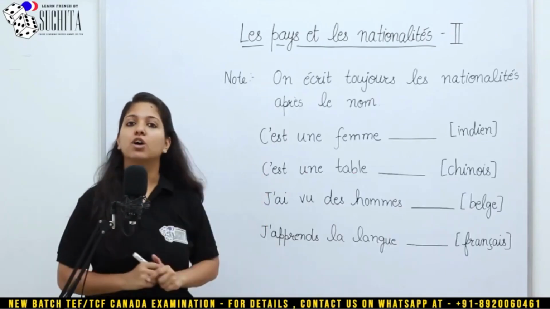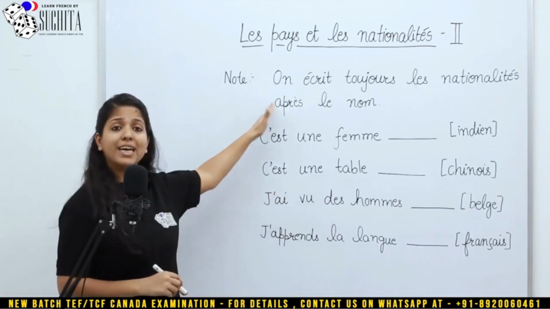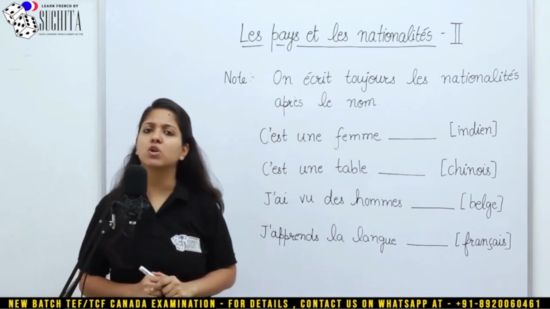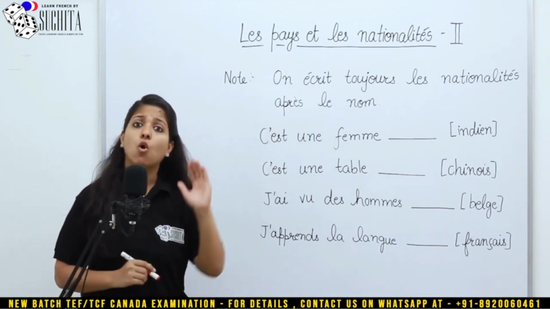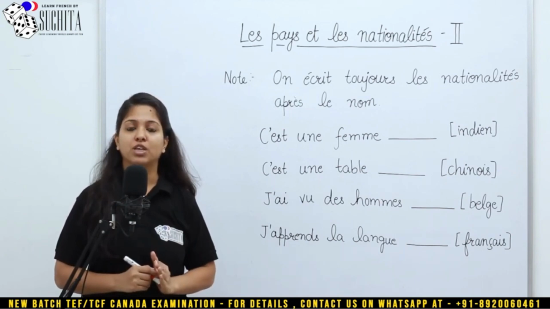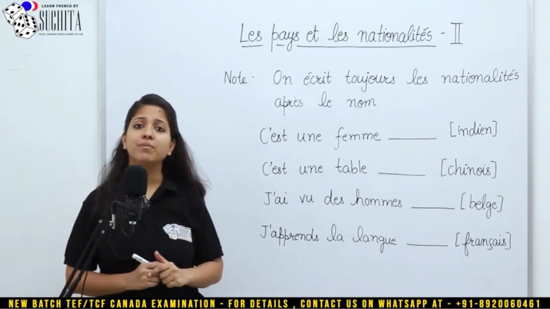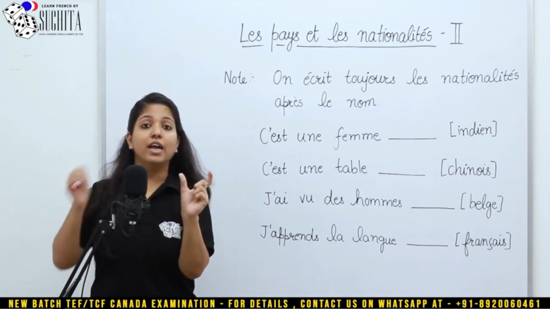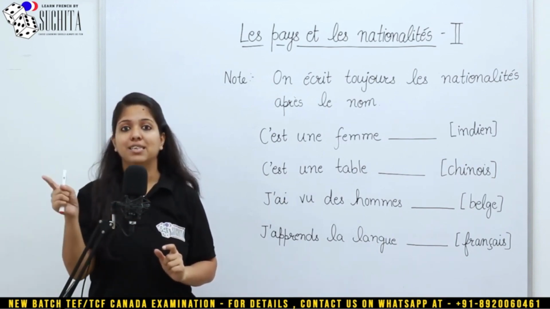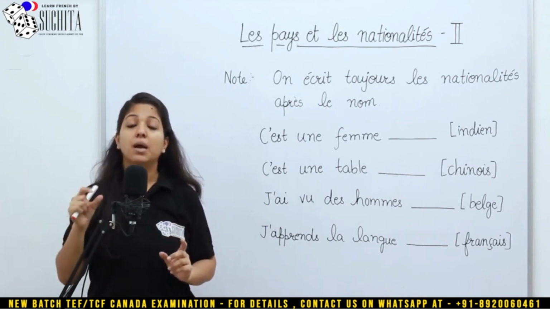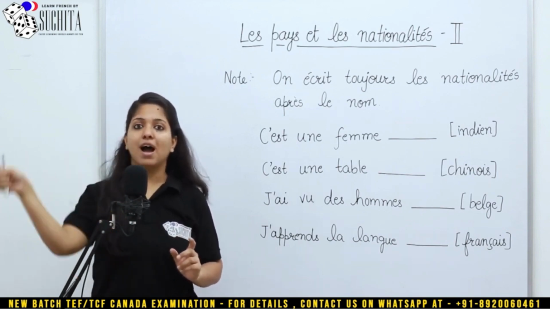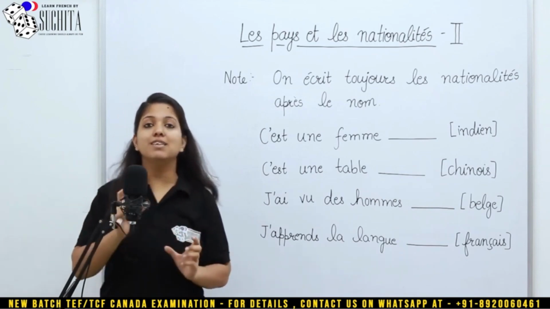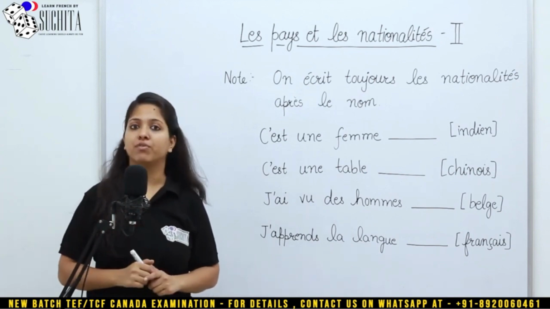So now here I have written a rule in front of you. On écrit toujours les nationalités après le nom. Which means what? That we write the nationalities always after the noun in French. For example, in English you would say, this is an Indian lady. So Indian is the nationality and you're using Indian for the word lady. But in French, Indian would come after. So you will not say an Indian lady, but you will say a lady Indian. So the nationalities are always after the noun in French.